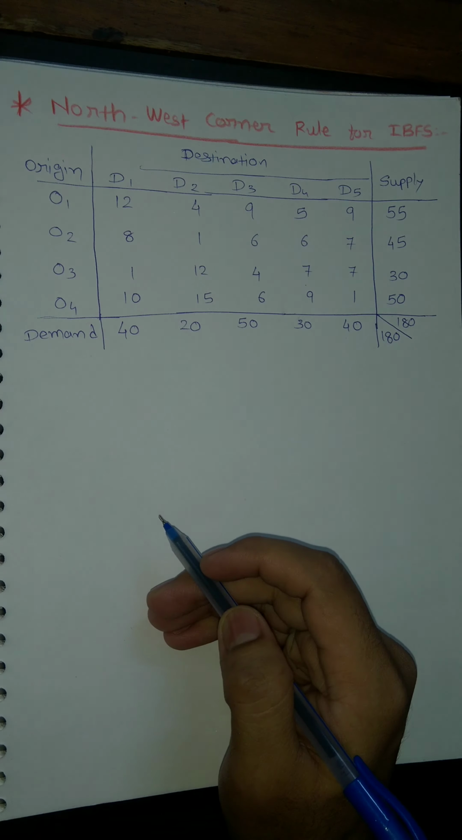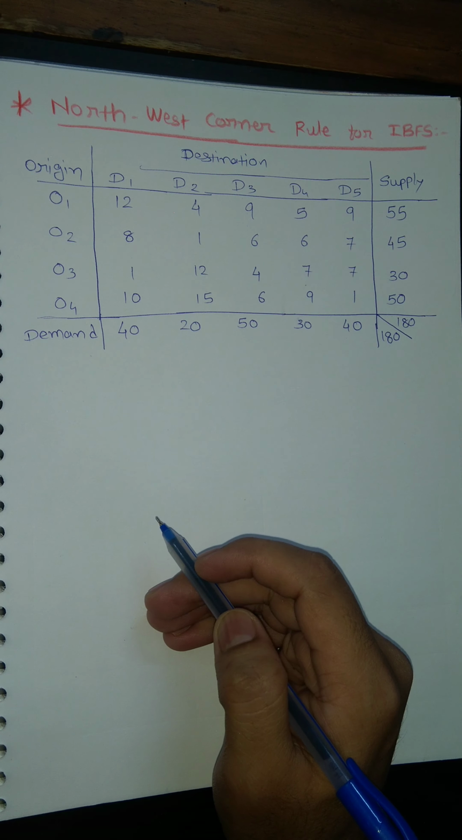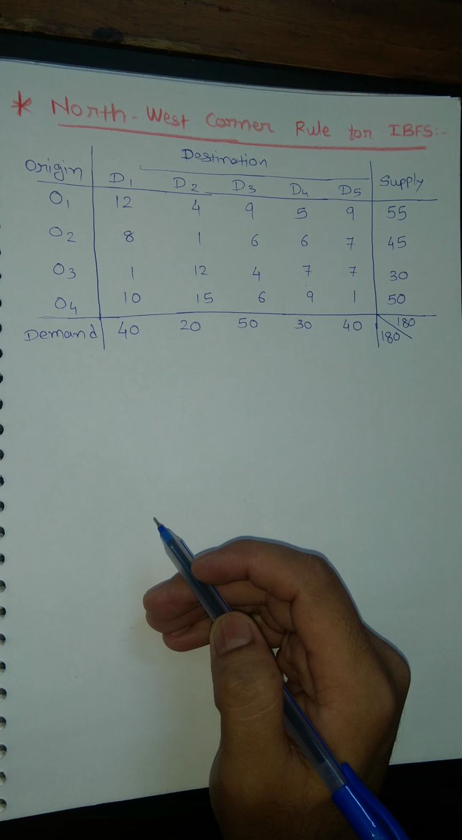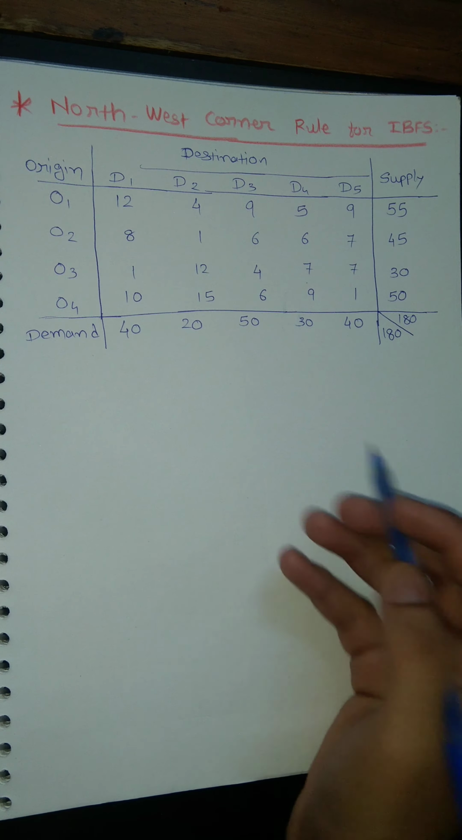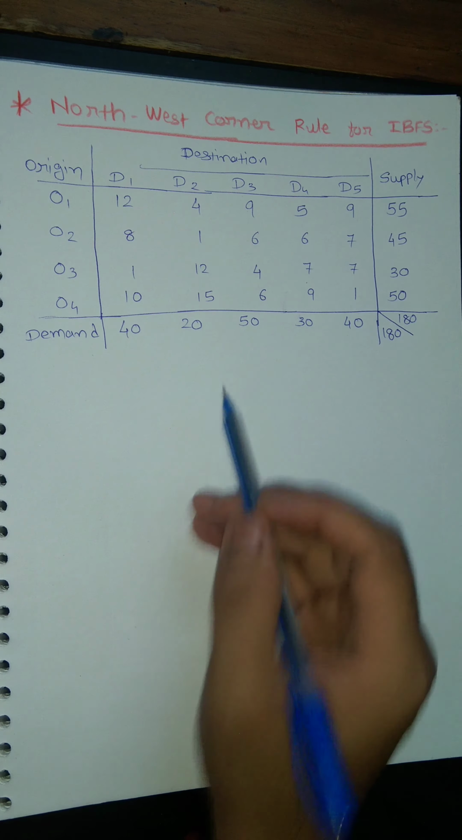Welcome back friends. In this video I am going to discuss the northwest corner rule for getting an initial basic feasible solution in the transportation model. I will request you, if you have not watched my earlier video on the introduction of the transportation model, then please go through it first and then come back to this. There I mentioned the standard procedure to be followed in order to solve any transportation problem. So now in this video we'll start with the northwest corner rule for the allocation of the units.